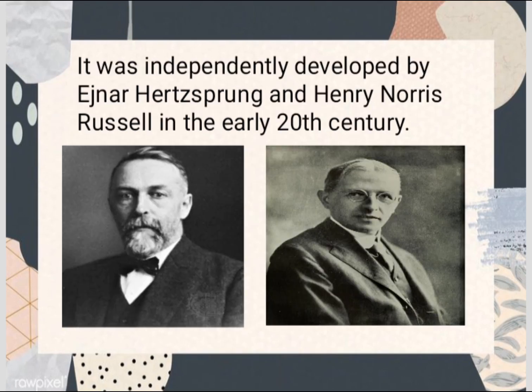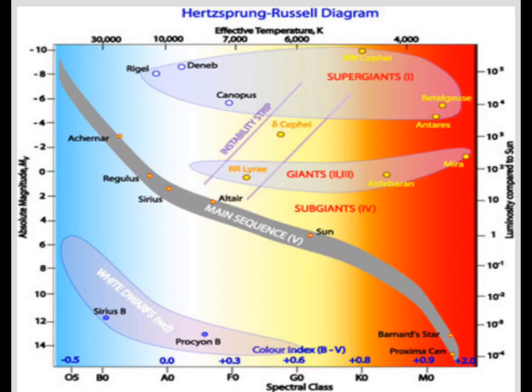It was independently developed by Ejnar Hertzsprung and Henry Norris Russell in the early 20th century. So this diagram was developed by Ejnar, who is on the right side, and Henry Norris on the left side. This is what the Hertzsprung-Russell diagram looks like. It has the main sequence stars, the supergiants, giants, and the white dwarfs. So this is the diagram of Hertzsprung and Russell.